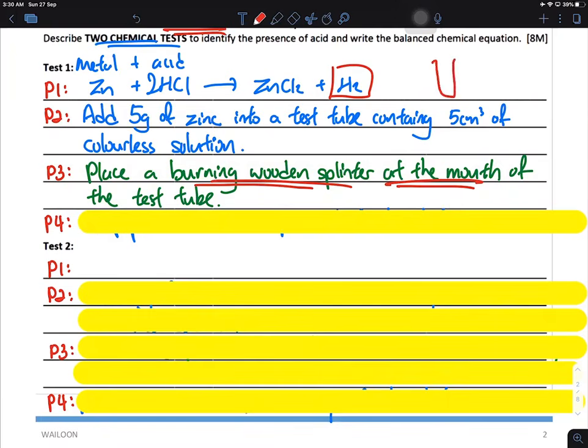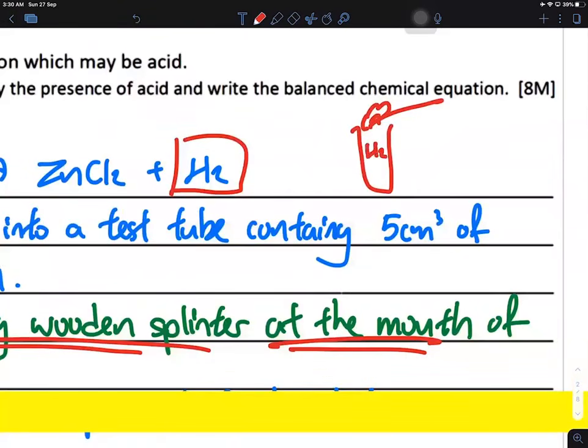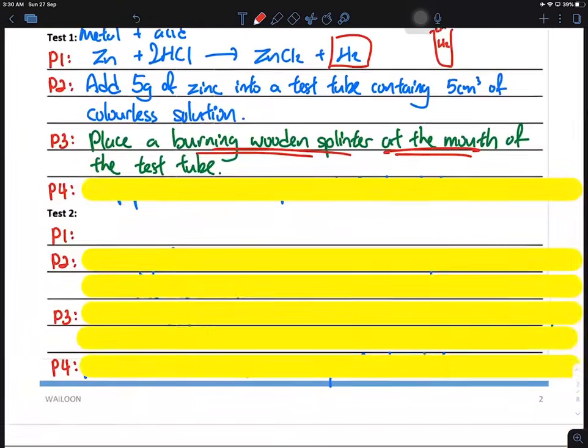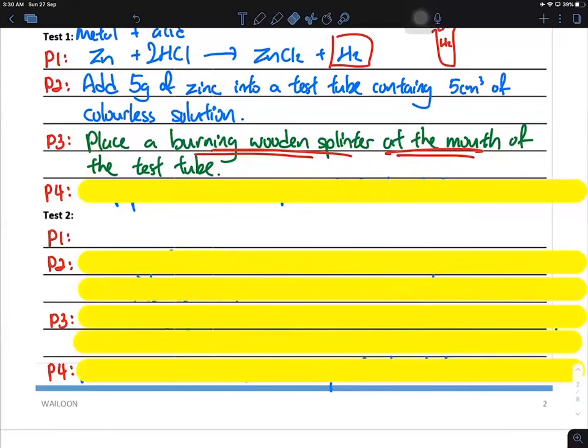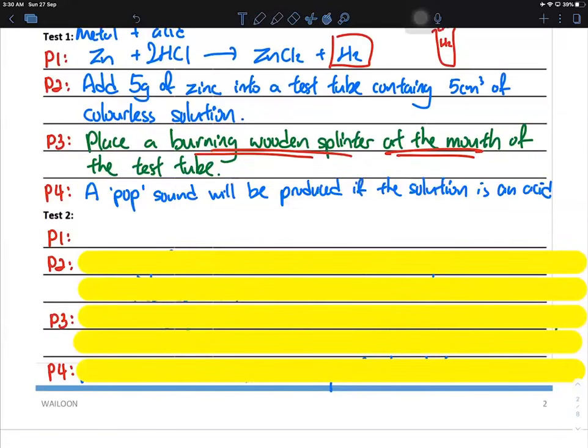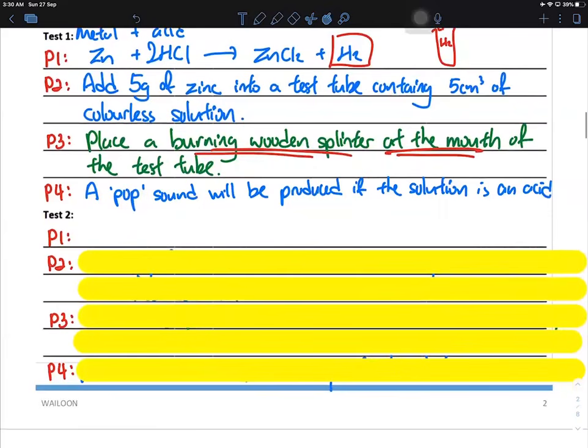This is your test tube. You place it at the mouth of the test tube. And then if there is hydrogen gas, what happens? There will be a pop sound. And the pop sound will prove the presence of acid. If you hear a pop sound, then the solution will be an acid. So this is how you test whether a solution is acid or not.